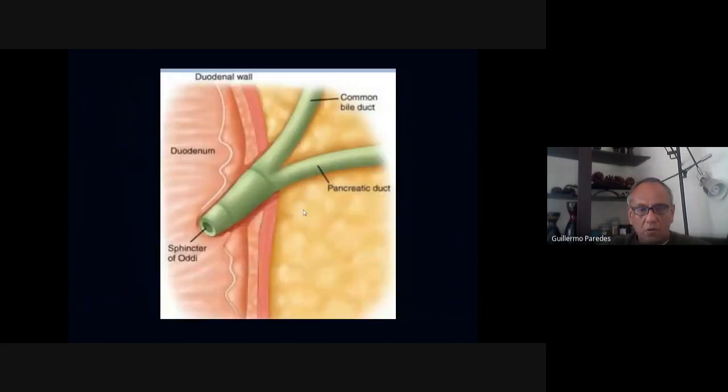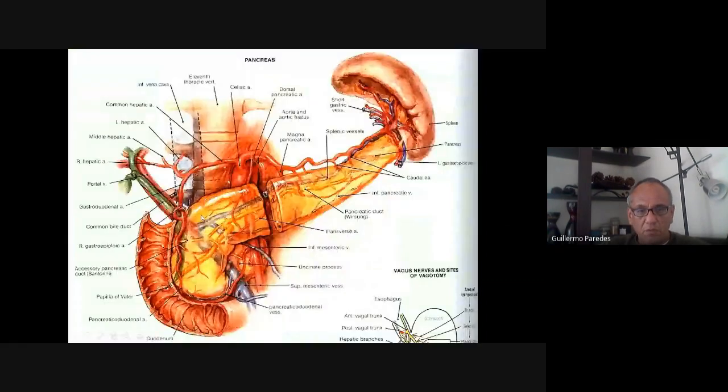Okay, so I think this is actually what we have here: the common bile duct, the pancreatic duct, and the duodenum.